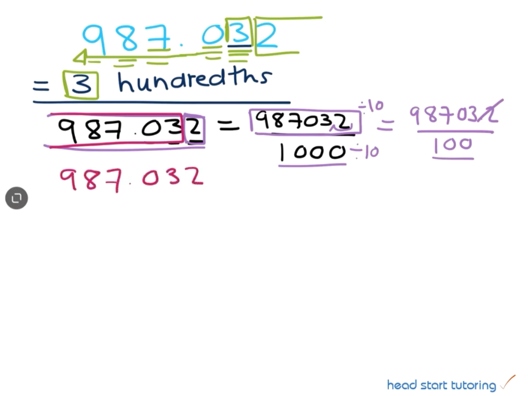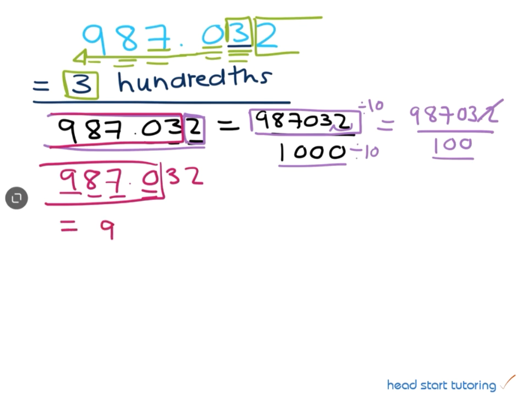987.032. How many tenths are there in this number? So we know that the value of the 0 is 0 tenths. But how many tenths are there in this entire number? Well, we've got 9,000 tenths in our 900s. We've got 800 tenths in our 80 units. We've got 70 tenths in our 7 units. And then we've got our 0 tenths there. So we end up with everything before and including the tenths column. So how many tenths are there in this number?